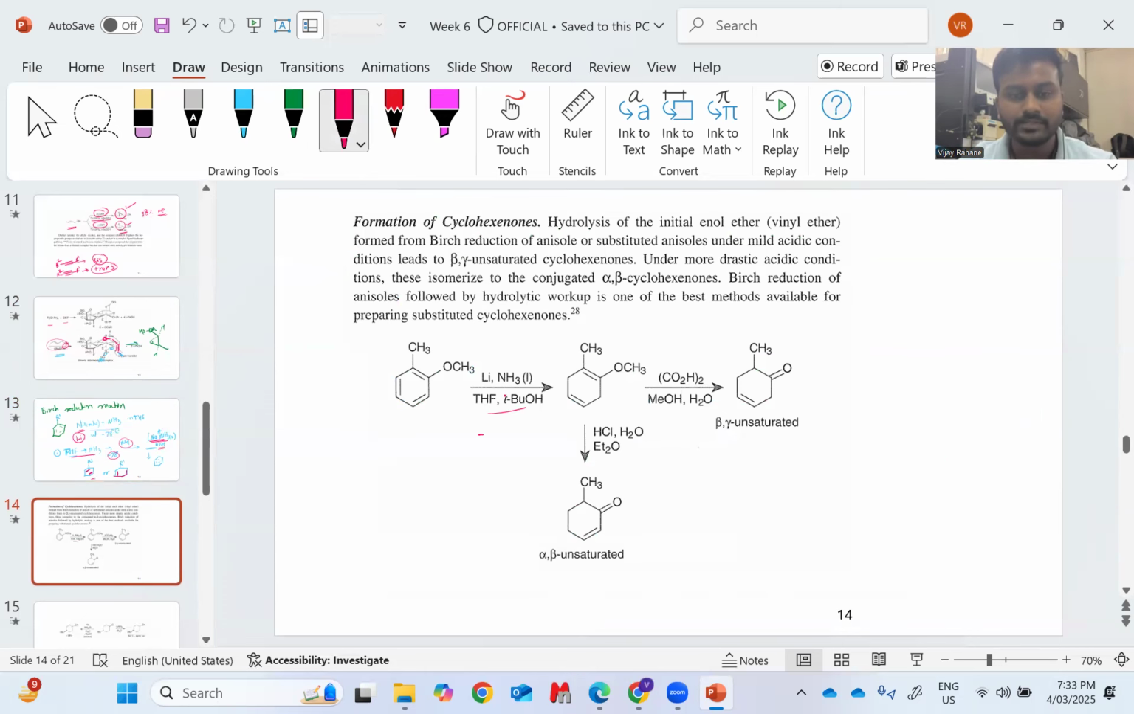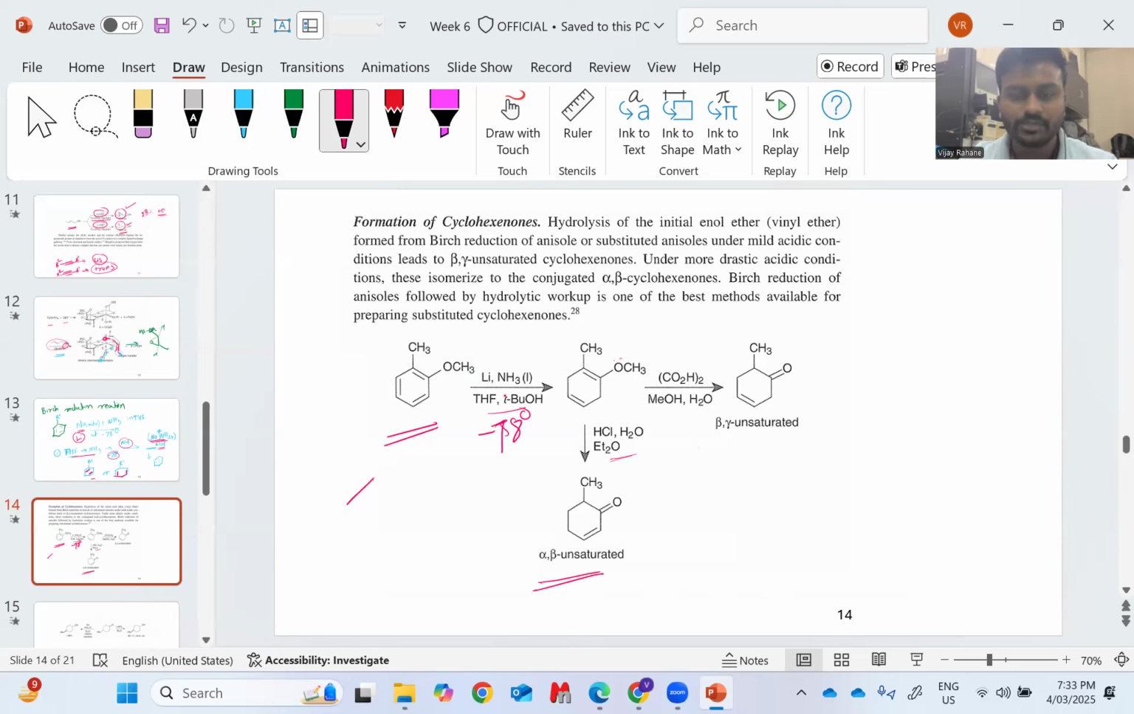and if you can see here, it is in conjugation with this methoxy, right? And further, if you add HCl, water and diethyl ether, it is able to form an alpha beta unsaturated ketone. So that's the further reaction if you perform such a reaction on this anisole derivative. So it can form the cyclohexanone, so alpha beta unsaturated cyclohexanone.